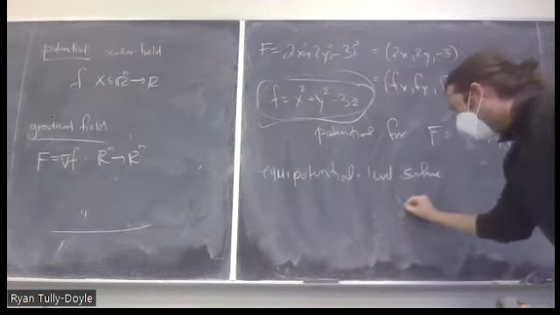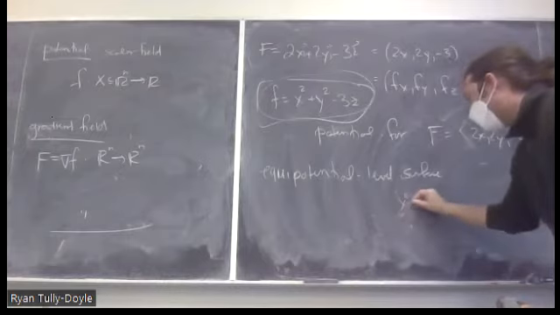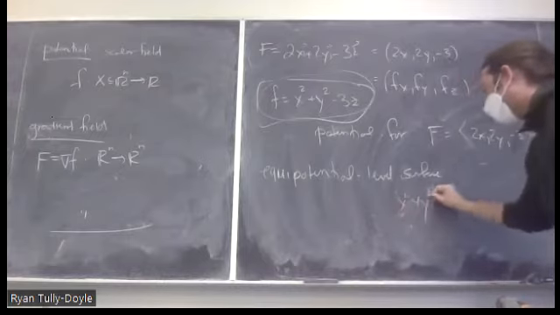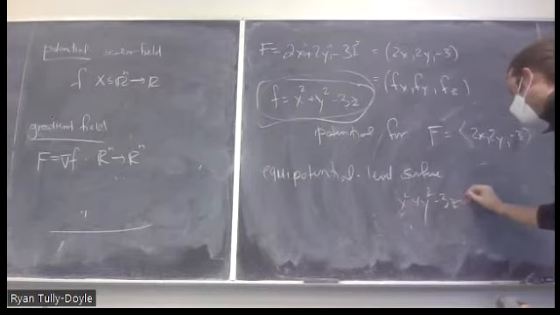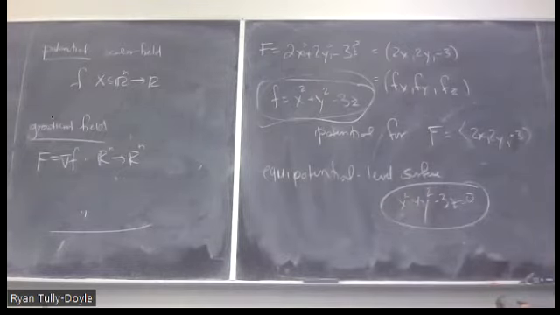What is this? If I write down x squared plus y squared minus 3z is equal to 0, what is this? Can't be a cylinder because there's z here. It's a paraboloid, right? It's a paraboloid.